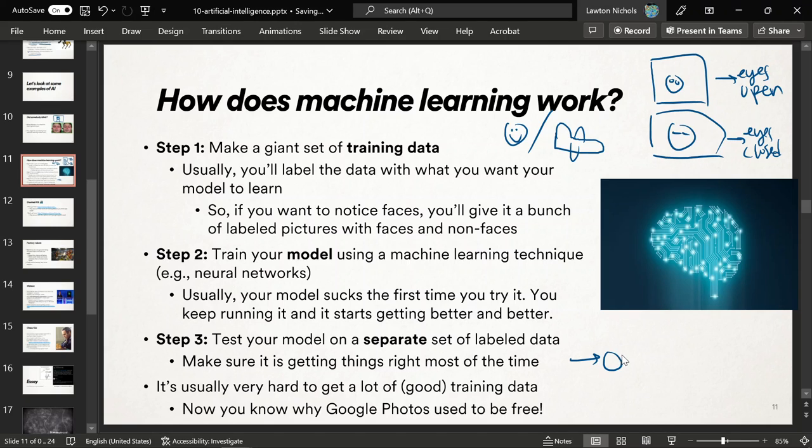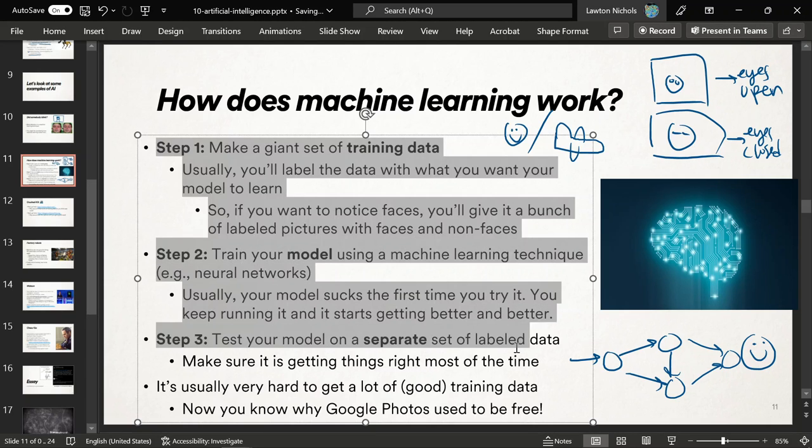You give it some input, and it gives some neural signals to different neurons. These circles are supposed to mean neurons, and it just propagates that information to the end, and it's supposed to predict in the final neuron, oh, there was a face, their eyes were open, all that kind of stuff.